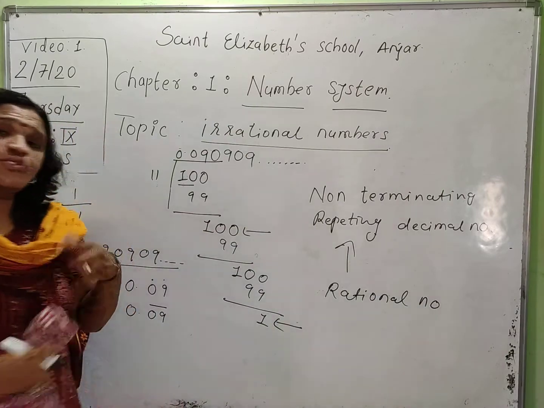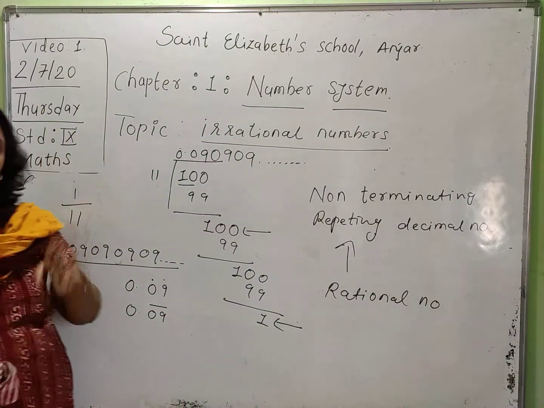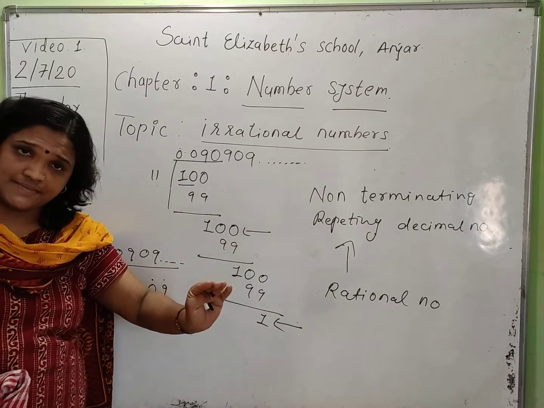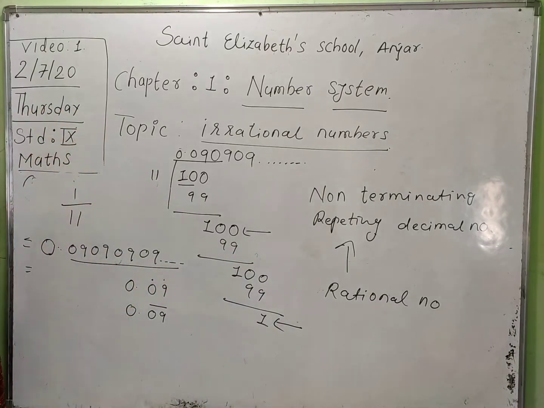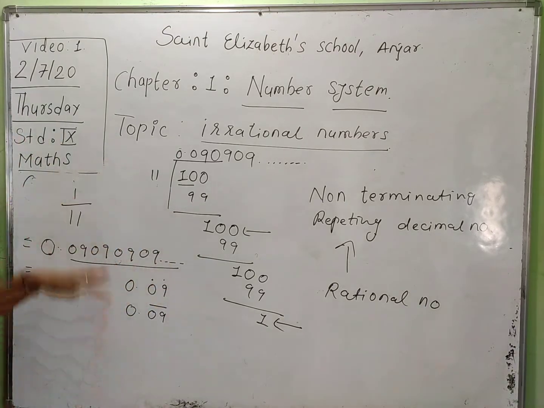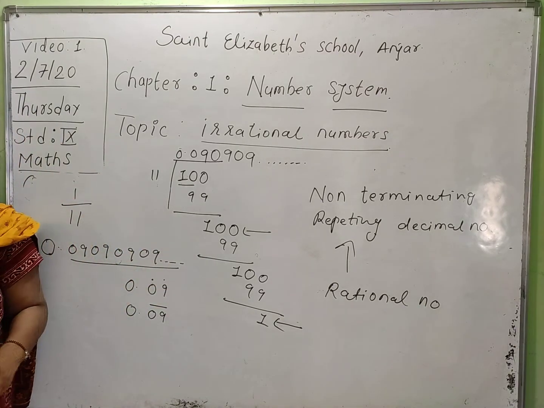So we have two categories of p by q form. The first are numbers which are finite decimal or terminating decimal numbers. The second are non-terminating repeating decimal numbers. Both are considered rational numbers. Thank you.